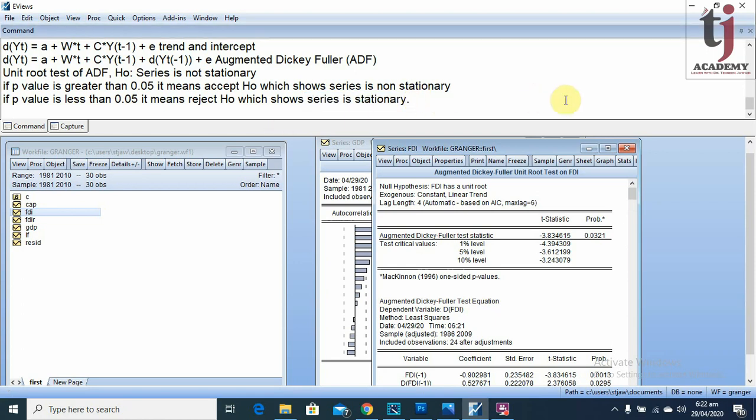I hope this video helps you to understand the concept of stationary and non-stationary series, including the Dickey Fuller and Augmented Dickey Fuller test with the EViews application.